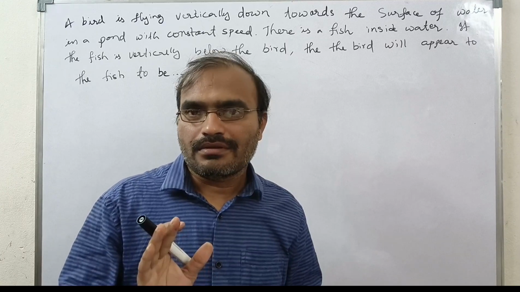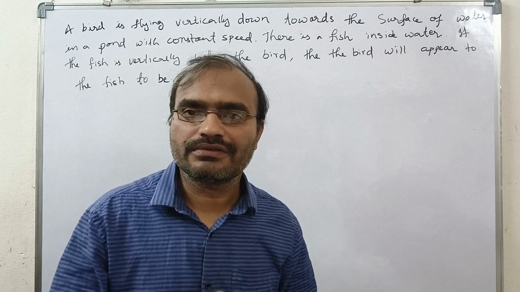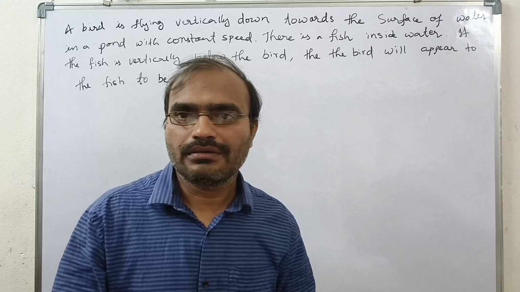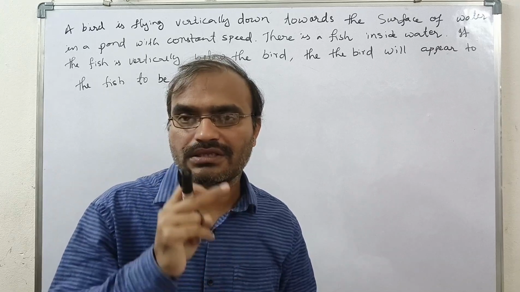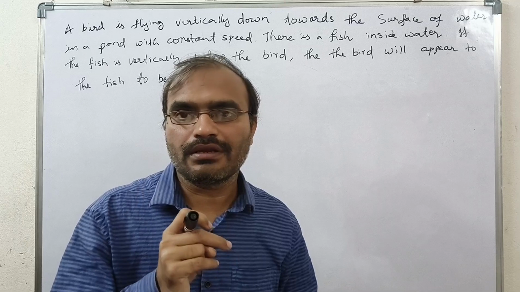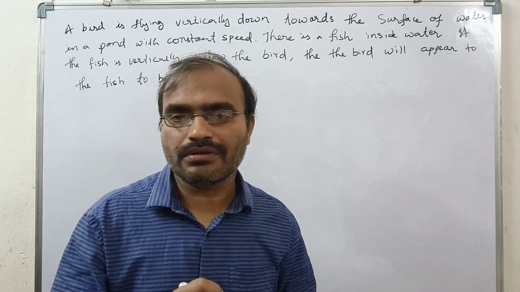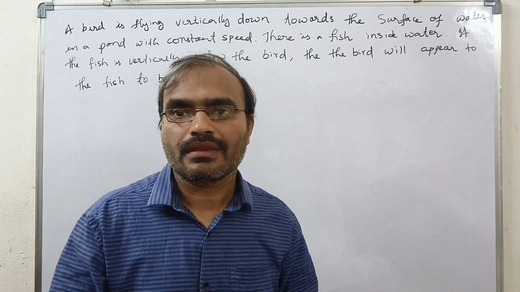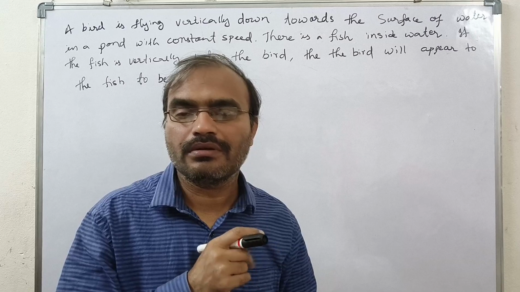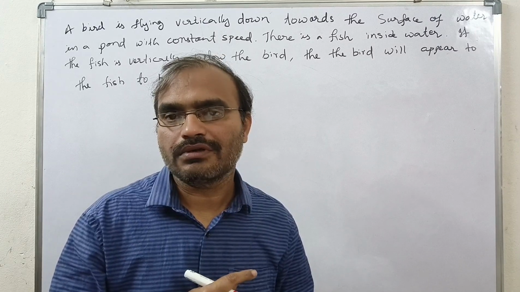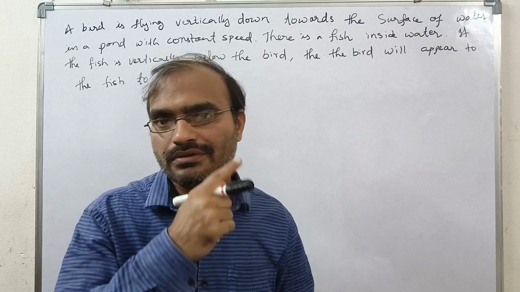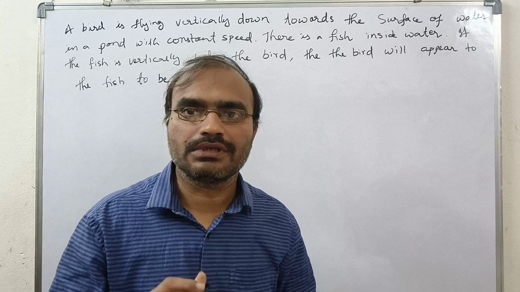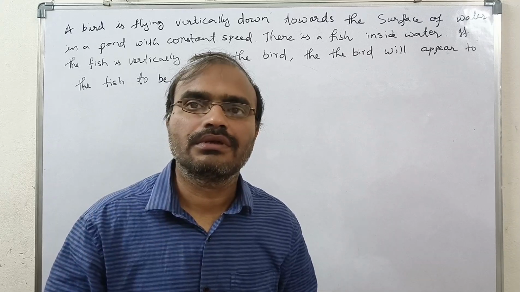So there is a bird in air, there is a fish inside water. Fish is observing the bird, and the bird and fish are on the same line, means fish is vertically below the bird and the bird is vertically above the fish, and the bird is moving with a constant speed vertically down toward the surface of the water, or else toward the fish, right? So if you are able to say all this, you have understood the problem.